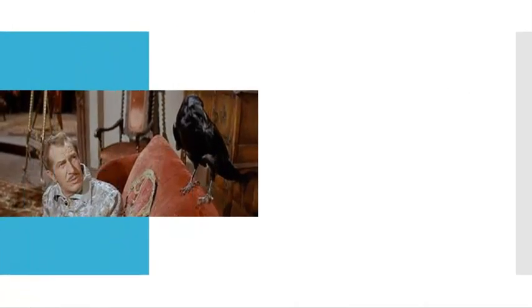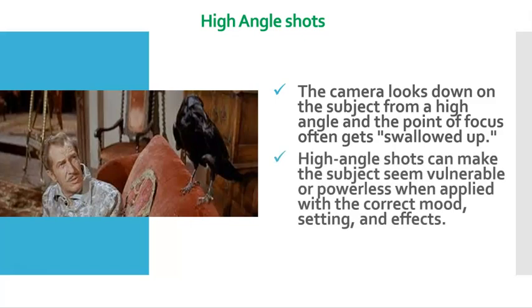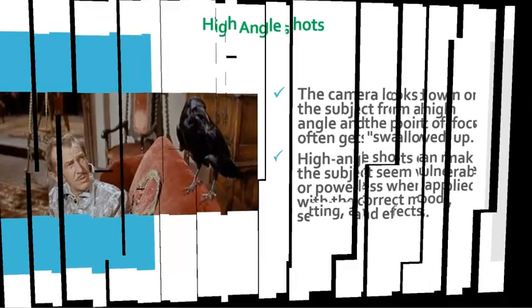So another element that you could use the camera to further help is what we call high angle and low angle. So high angle shots are when the camera looks down on the subject from a high angle, and the point of focus often gets swallowed up. High angle shots can make the subject seem vulnerable or powerless when applied with the correct mood, setting, and effects. Oh, so before I move on.